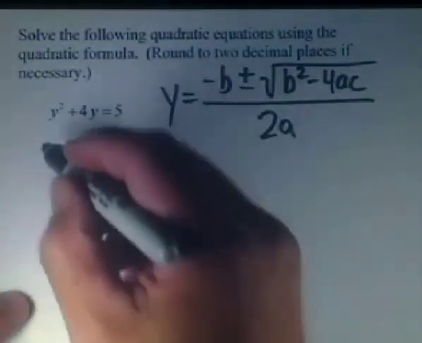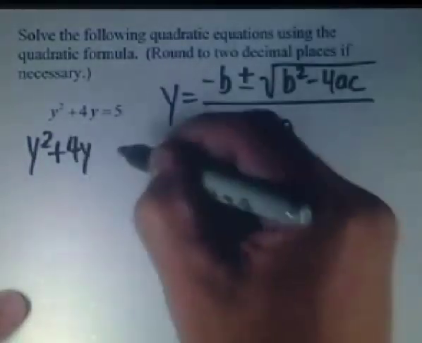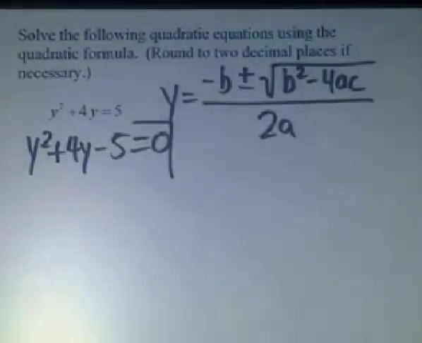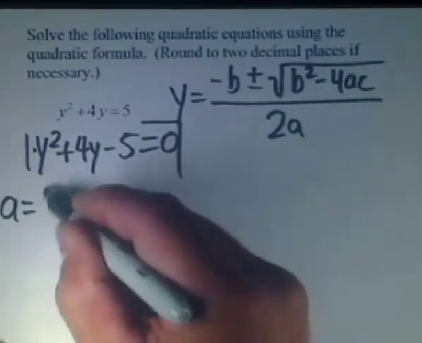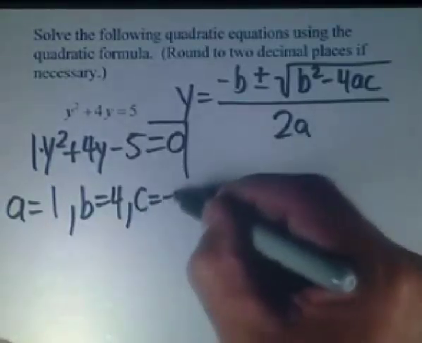First thing we need to do, however, is put this in standard form, which is compare everything to 0. So subtracting 5 from both sides, that's now equal to 0. Now we need to recognize our a, b, and c values. A in this case is equal to 1. B is equal to 4, and C is equal to a negative 5.